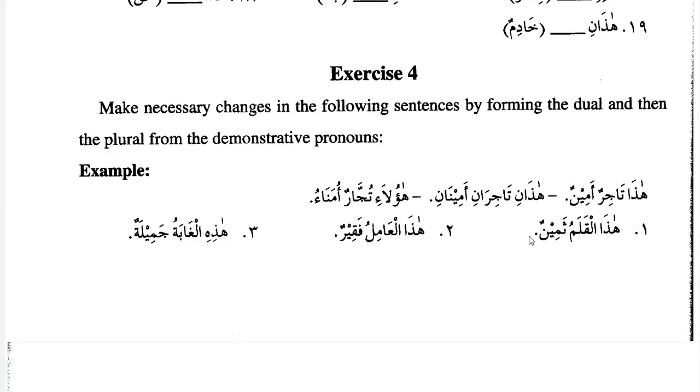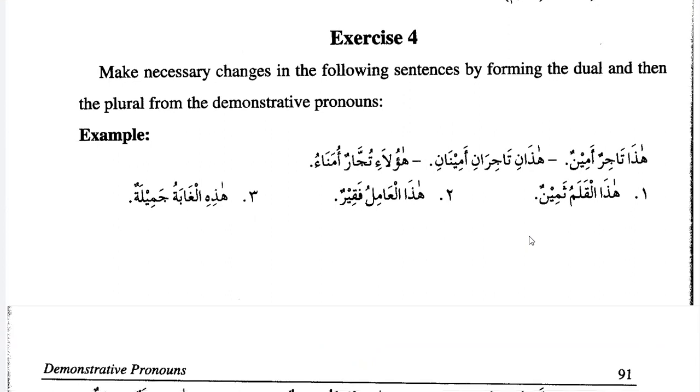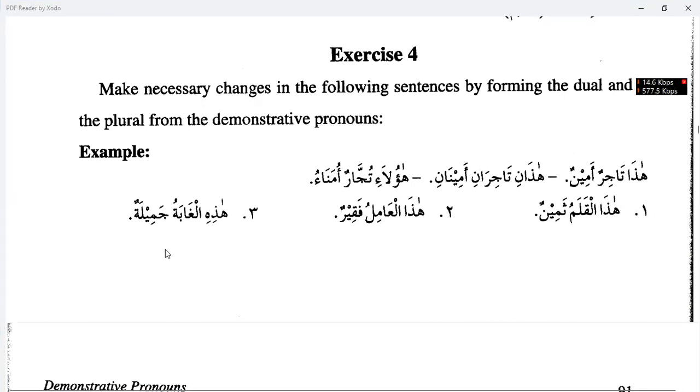Next, we have make necessary changes in the following sentences by forming dual and then plural form from the demonstrative pronoun. So singular sentence is written here. First, you will make musanna from it. Then you will make jama from it. Haza tajirun aminun. This is an honest merchant. Hazani tajirani aminani. These two are honest merchants. Haulai tujjarun umana. These are honest merchants. Next student is Muhammad Samba.